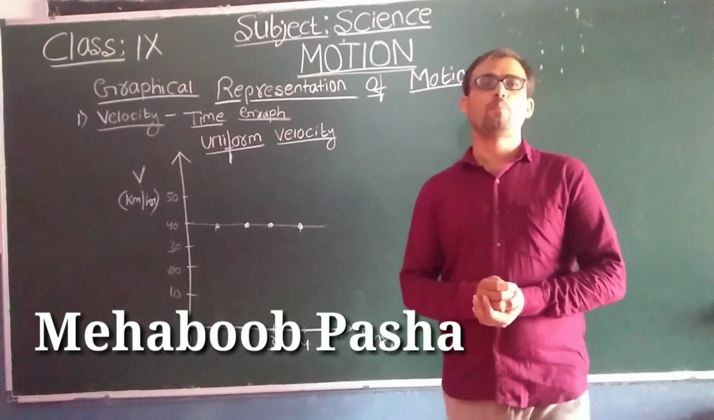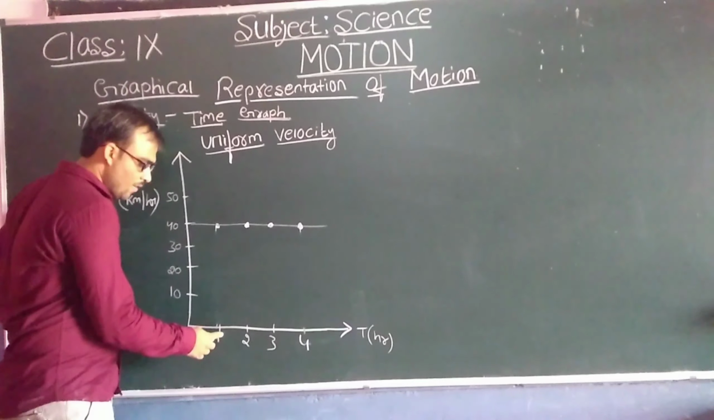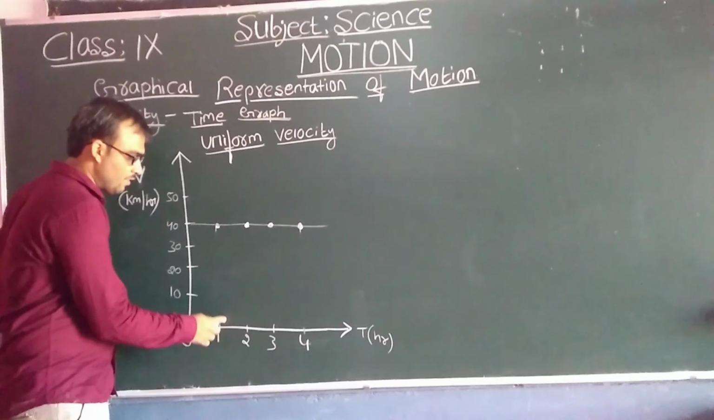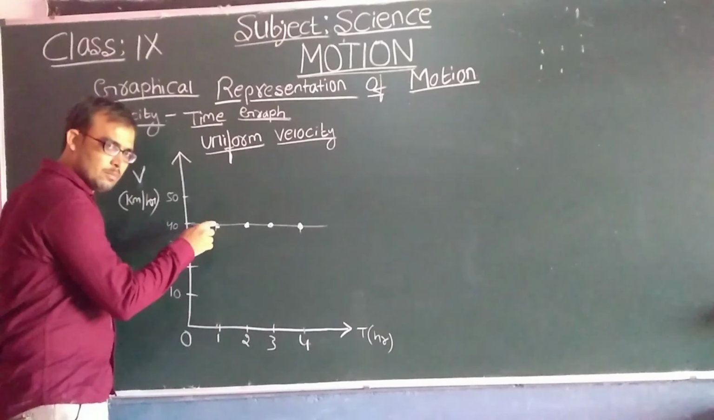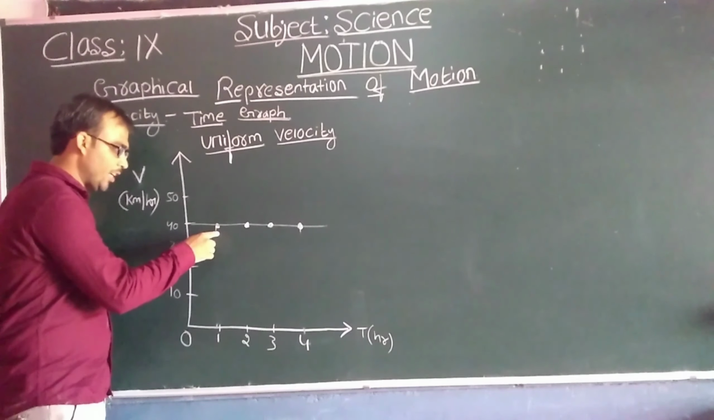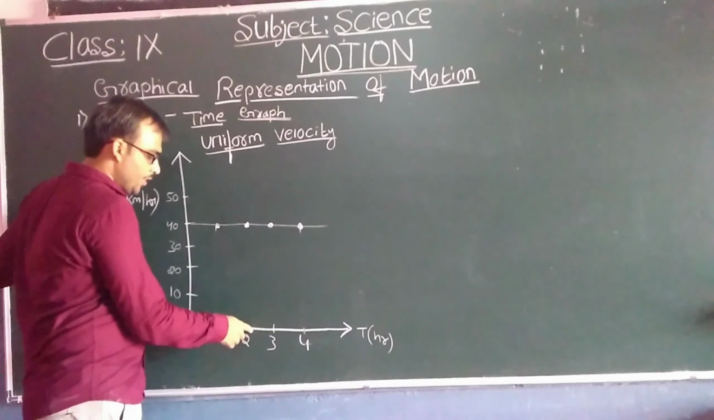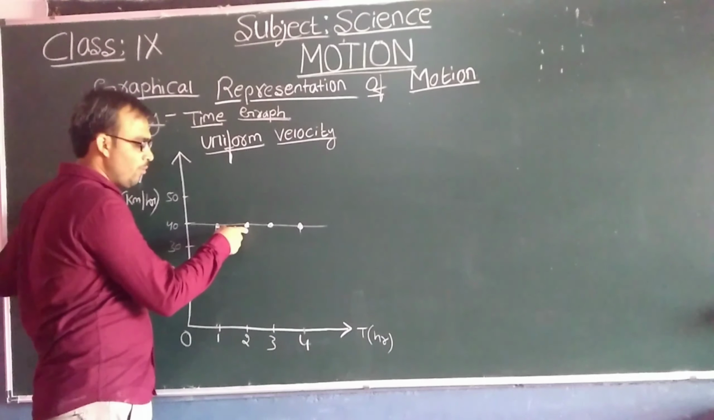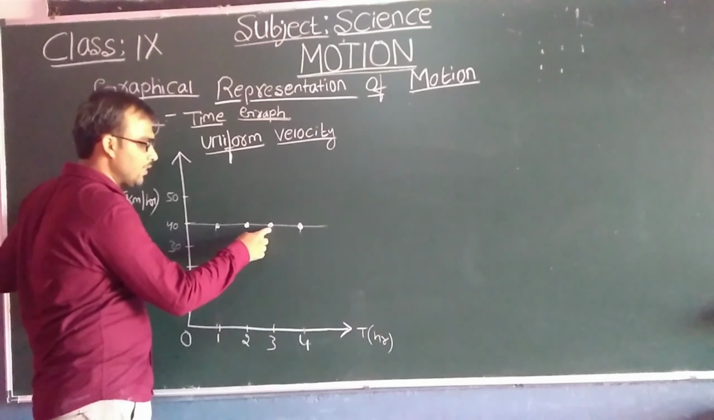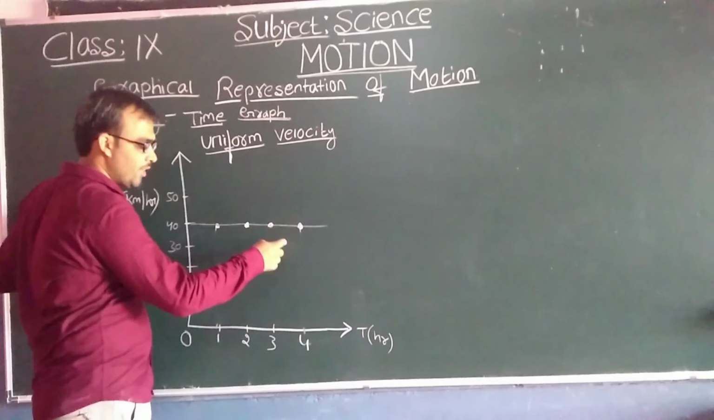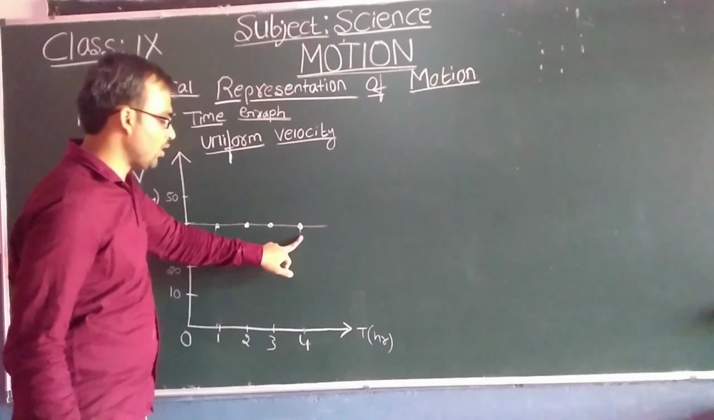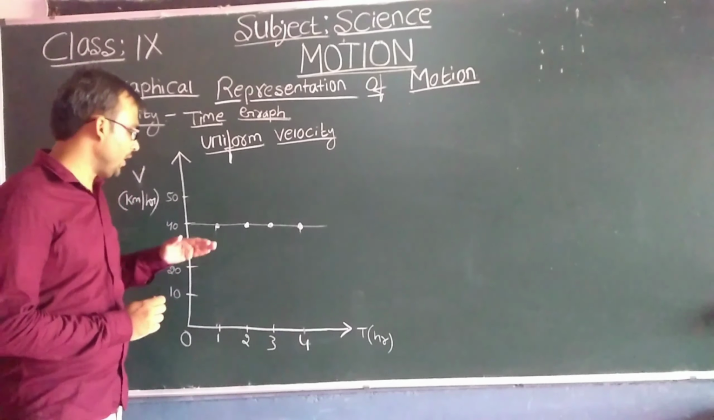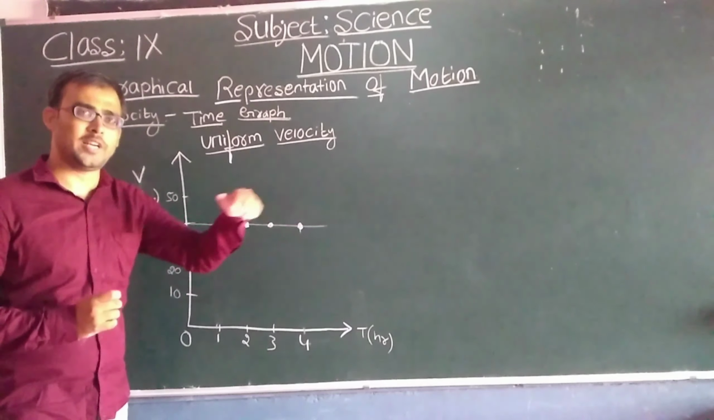Here, the y-axis represents velocity in kilometer per hour and the x-axis represents time in hours. Look carefully. During the first hour, the velocity of the car is 40 km per hour. During the second hour, again the velocity is 40 km per hour. During the third hour, the velocity is 40 km per hour, and during the fourth hour, the velocity is also 40 km per hour. So the object is moving with a constant velocity.